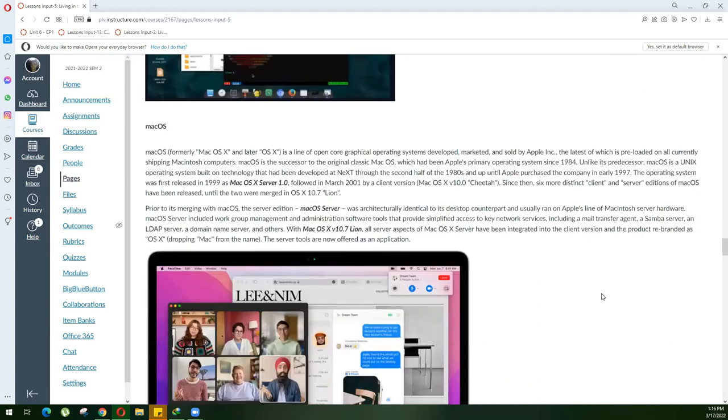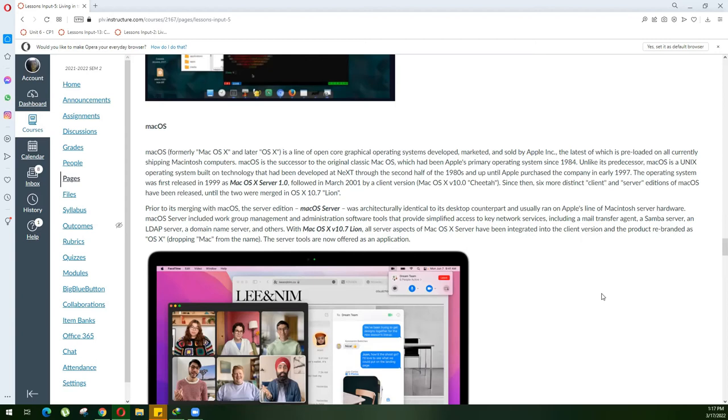Next, Mac OS, or OS X, is a line of open core graphical OS developed, marketed, and sold by Apple Incorporated, the latest of which is preloaded on all currently shipping Macintosh computers. Mac OS is a successor to the original classic Mac OS, which had been Apple's primary OS since 1984. Like its predecessor, Mac OS is a Unix OS built on technology that had been developed at NeXT through the second half of the 80s and up until Apple purchased the company in 1997.